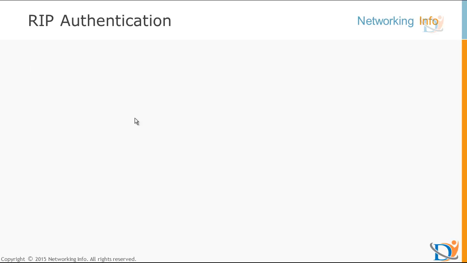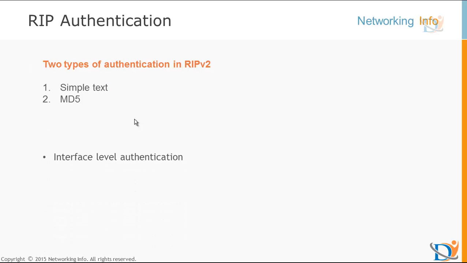RIP uses two types of authentication mode: simple text and MD5. Simple text authentication does not provide any kind of security if the data is going between two devices. We can find out the simple text password, and a router can become a neighbor of the device that is the sender.